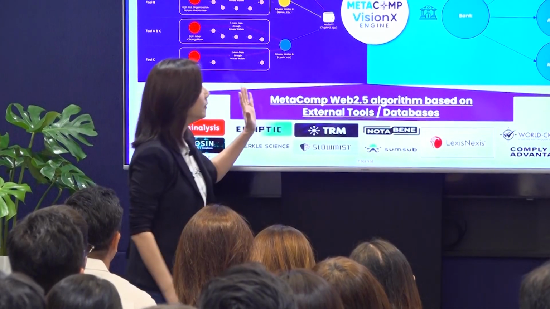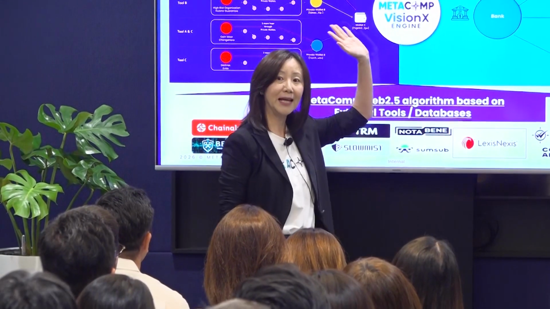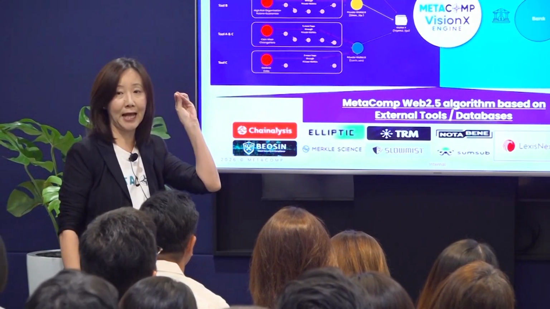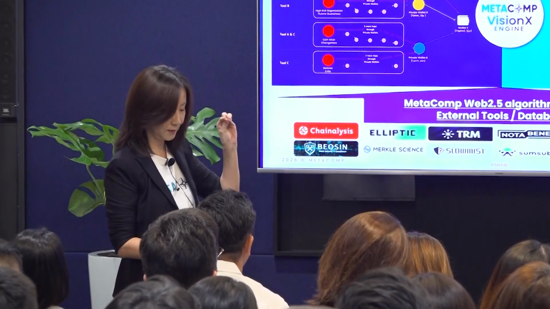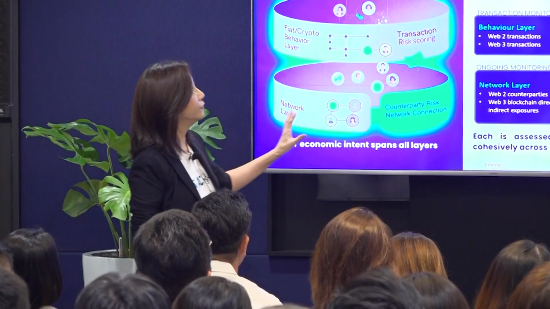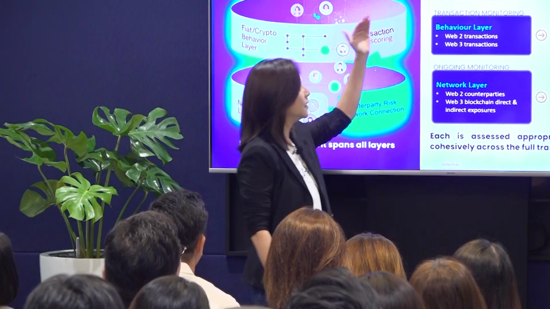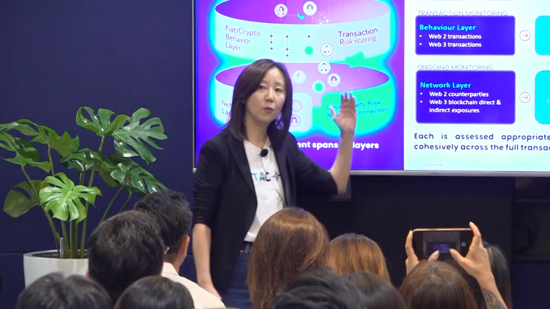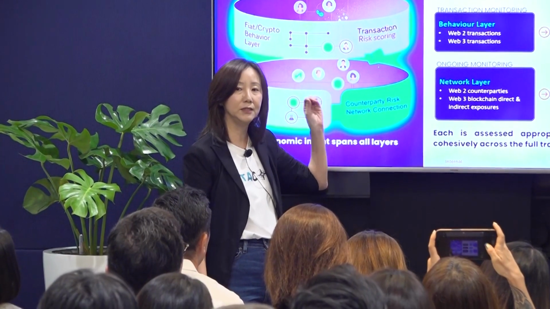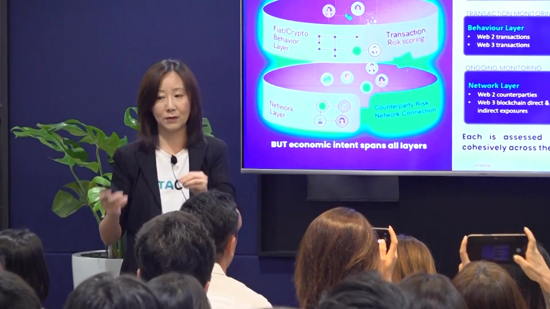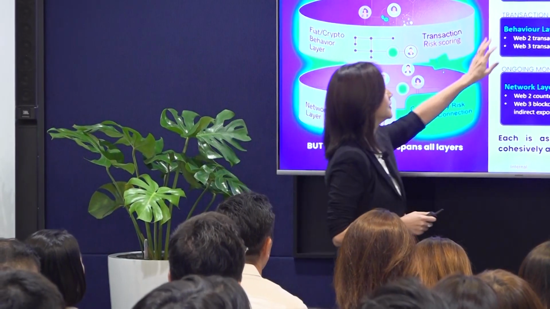But the key point is VisionX, we have the in-house algorithm to help us identify potential suspicious activities. So this is the structure we set up in-house at VisionX. We set up 3 layers because we want to leverage these 3 layers to connect the dots between Web2 and Web3. Starting from the identity layer, right?